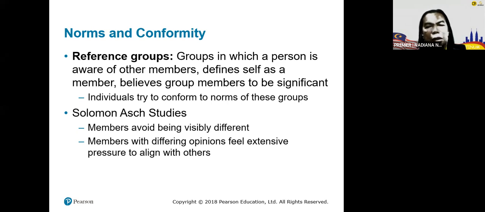wearing similar behavior. For example, in the Solomon Asch study, members avoid being visibly different. They don't want to look different. They must look similar. Members with differing opinions feel extensive pressure to align with others. They don't want to have a different opinion. It must be a similar opinion.